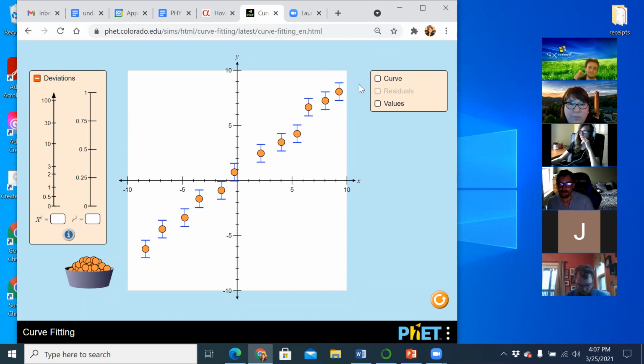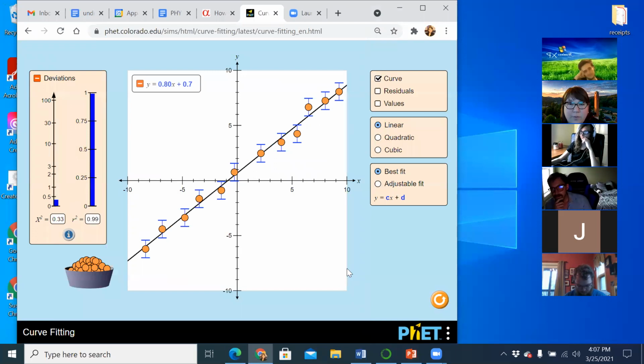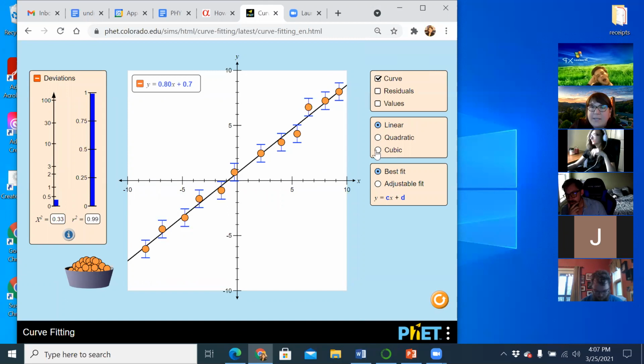So I'm going to put a curve. There's all my values. I'm putting a curve. And right now, because this is linear, we have selected linear to do a linear fit. We have a slope and we have a y-intercept that is corresponding to the best fit. So the best fit, we can also see, corresponds to the highest r squared value and the lowest chi squared value. So let's talk about what these values are here.